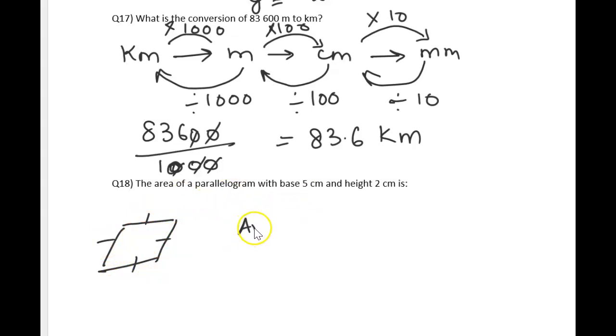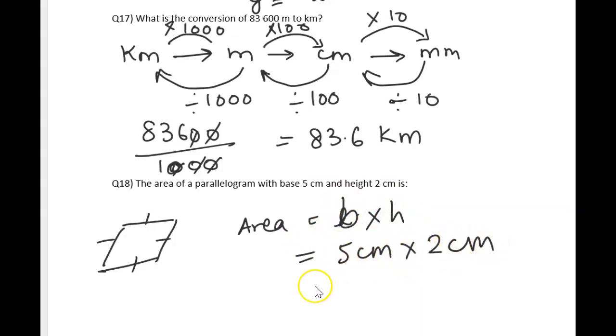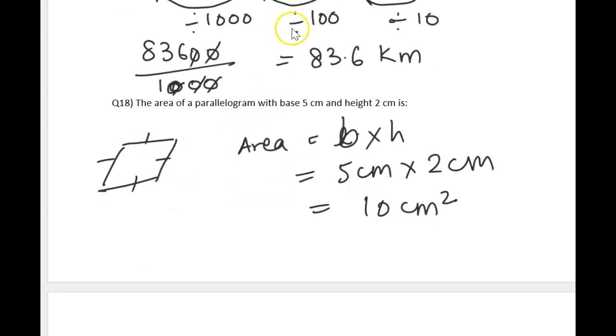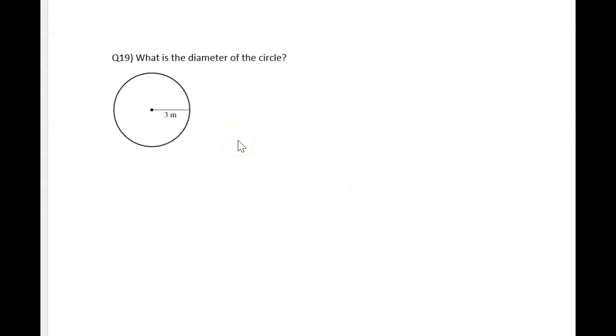So the area of a parallelogram is just base times the height. So your base is given 5 centimeter, your height is 2 centimeter. All you have to do is multiply them, which is 10 centimeter square. Okay, just be very careful, you have to write the dimensions. So practice some of these questions: parallelogram, triangle area, your rectangle area. Let's move on to the next one.